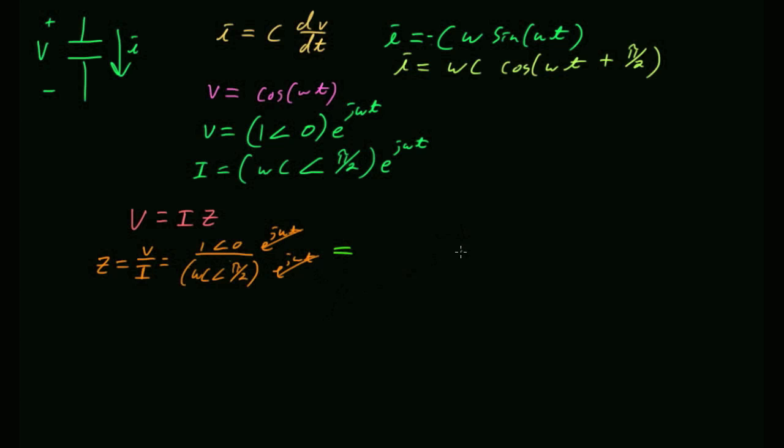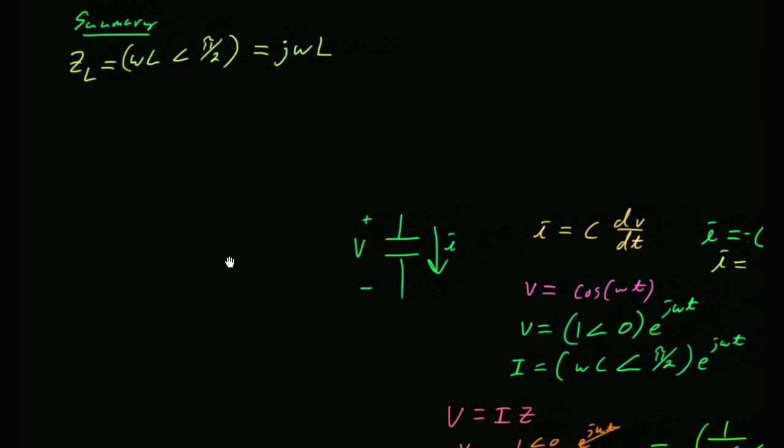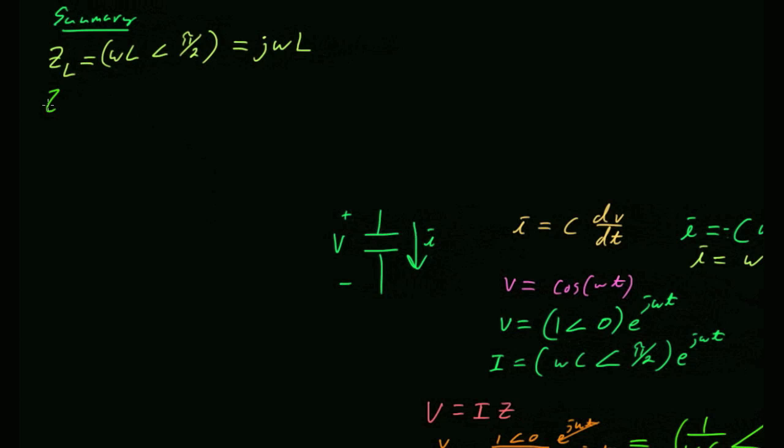Not negative omega C. What's the amplitude of that ratio? This is the ratio of two complex numbers. Good. 1 over omega C angle minus pi over 2. That's kind of weird, right? Let's go ahead and write this on our little summary slide over here. So, according to me, according to you, the complex impedance of a capacitor is 1 over omega C angle minus pi over 2.